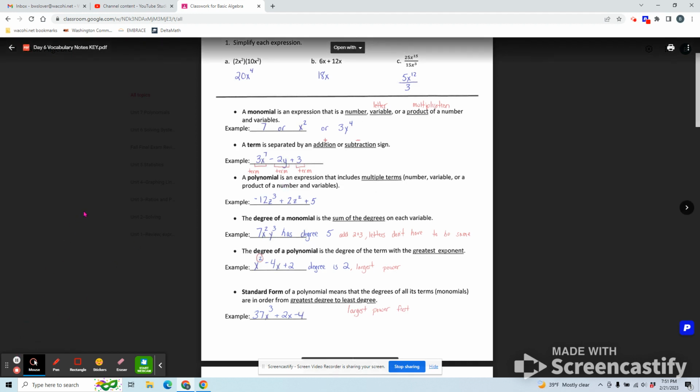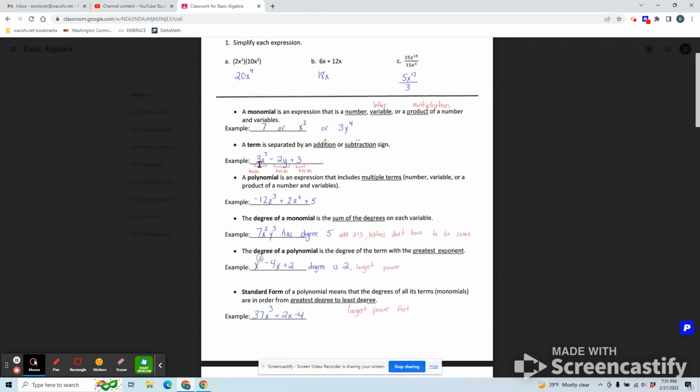A term should be familiar because we've talked about a term before. A term is separated by an addition, which is a plus sign, or a subtraction, which is a minus sign. So here's our example, 3x to the 7th minus 2y plus 3. And I've kind of denoted in red the different terms. So this is a term, this is a term, and this is a term. There would be 3 terms there.